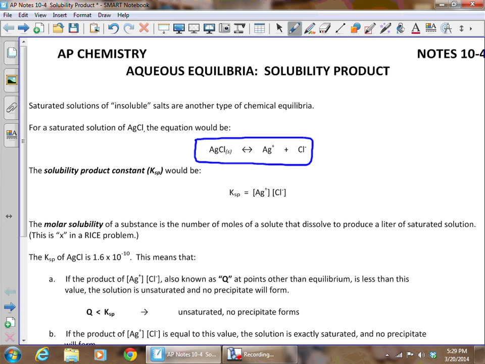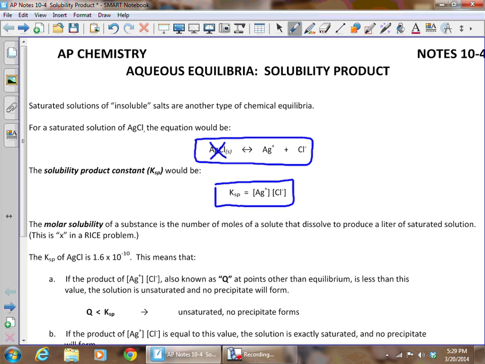chloride ion. When we write the equilibrium expression, which is called the solubility product, the expression is going to be that KSP is equal to the concentration of the silver ion times the concentration of the chloride ion. Remember, since the silver chloride is a solid, it is not going to be included in the solubility product.